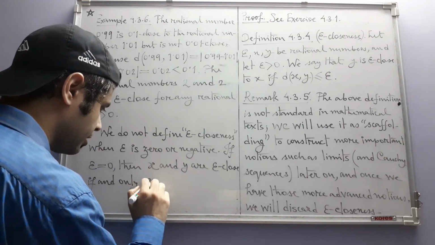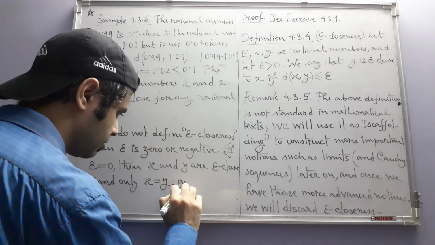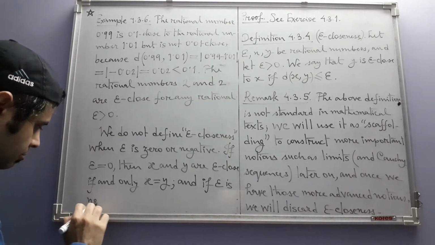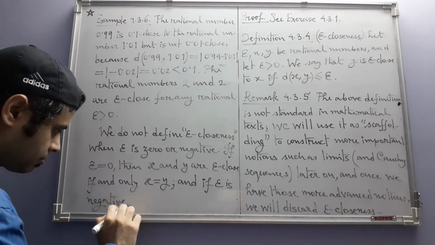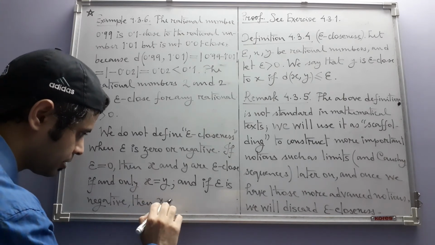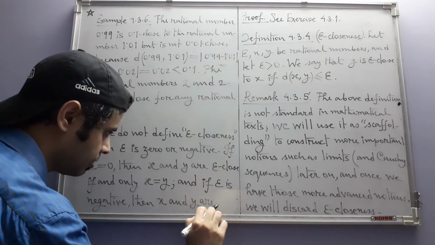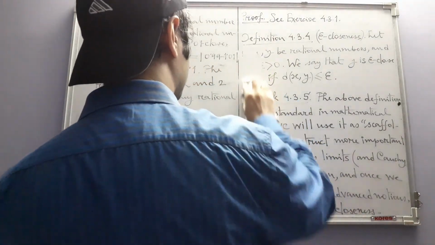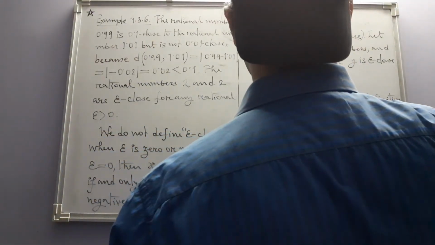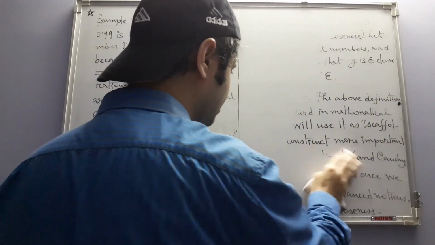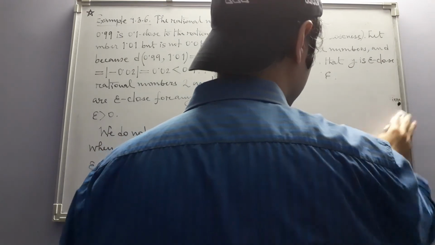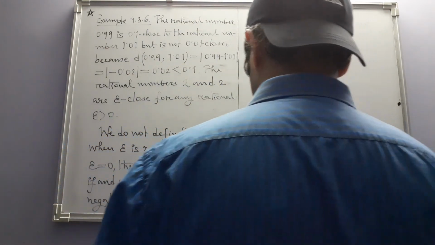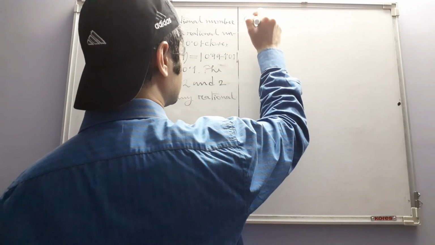If and only if x is equal to y. And if epsilon is negative, however, then x and y are never epsilon close, because the distance can never be less than or equal to a negative rational number, and that's because using non-degeneracy we see that the distance is always non-negative. So they are never epsilon close.